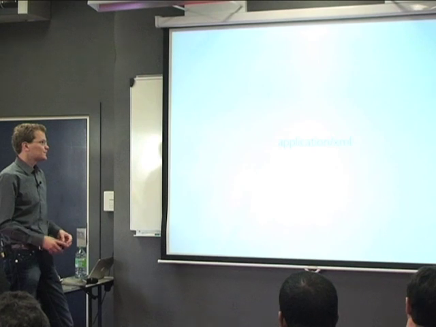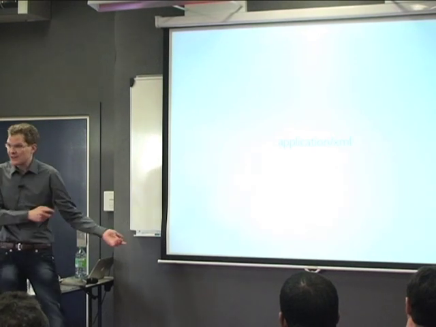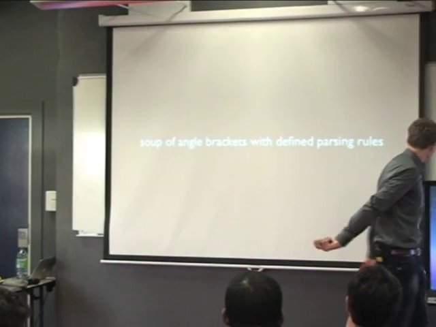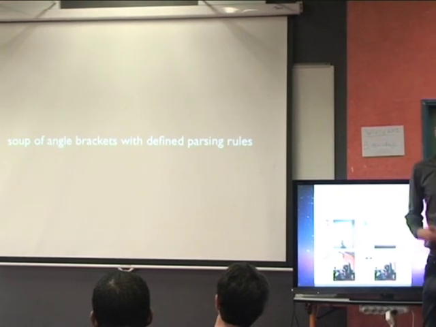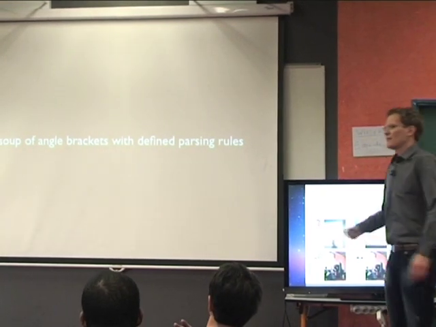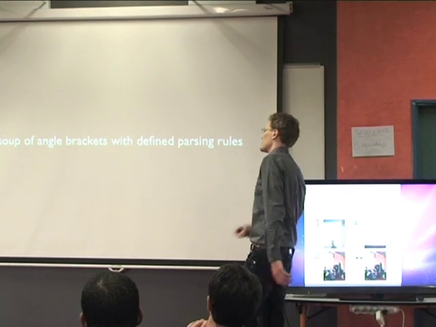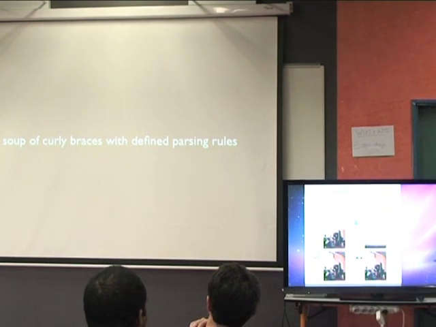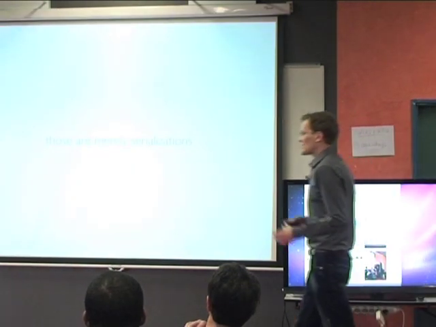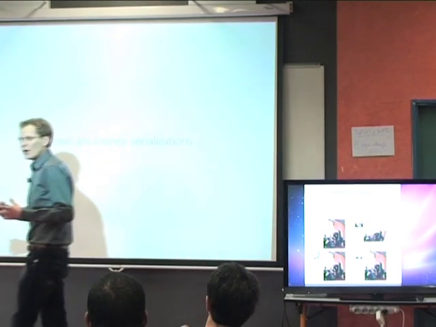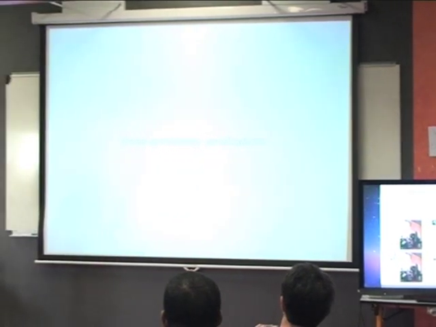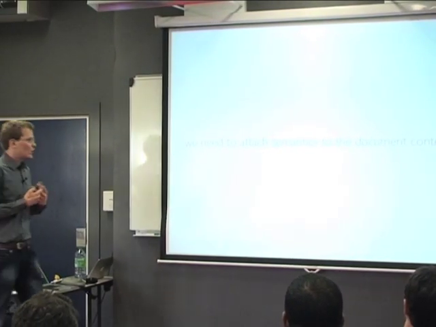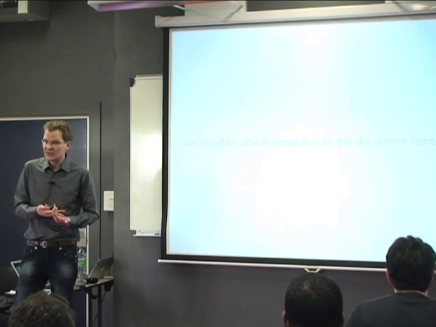Technically, it's not necessary. So I've earlier had an example with application XML. All application XML as a media type means it's a soup of angle brackets with defined parsing rules, right? So now some people rock up and say, XML is stupid, let's use application JSON. And application JSON is just a soup of curly braces with no attached semantic meaning. They're just both serializations, and all they tell you is how to parse the basic format, but not how to understand the contents, right?